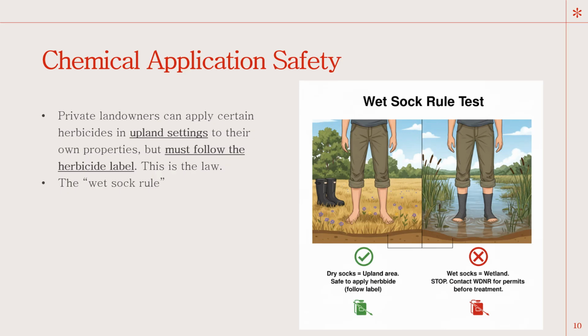So some things to think about when you're dealing with chemicals. Private landowners can apply certain herbicides in upland settings to their own properties, but you must follow the herbicide label. The herbicide label is the law. Always read every bottle every single time. Even if the labels may change slightly, the label on the bottle is always the law.